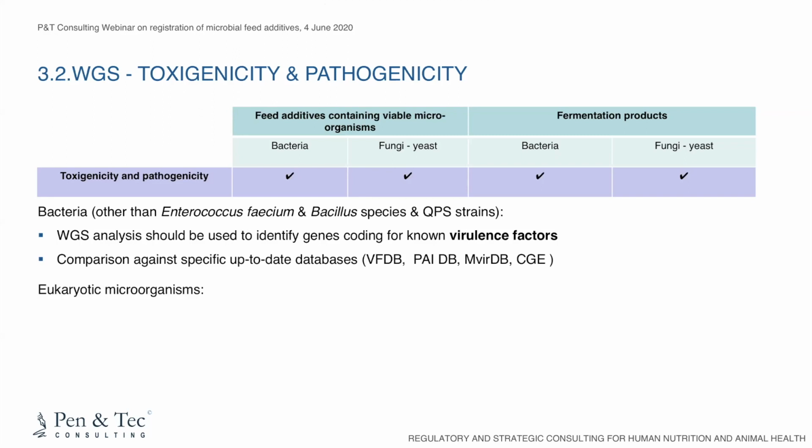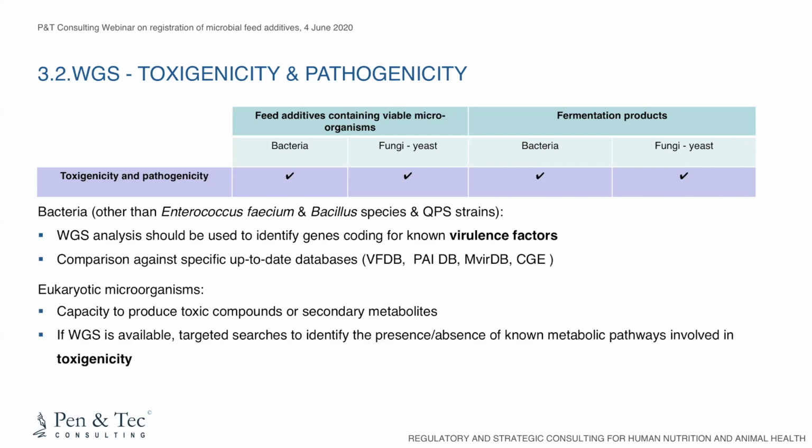For eukaryotic microorganisms, the potential pathogenicity or ability to produce metabolites that could be harmful to humans or animals should be assessed. Targeted searches can be done to identify the presence of known metabolic pathways involved in toxigenicity.